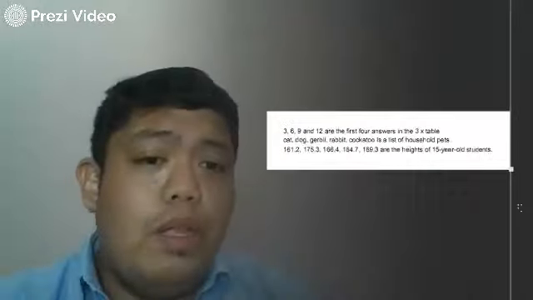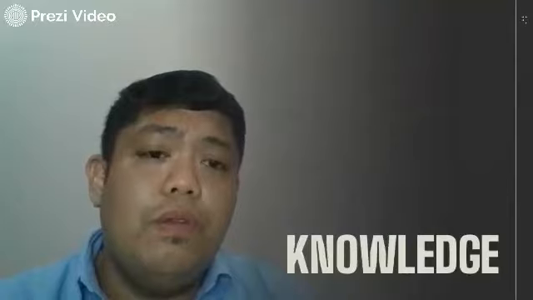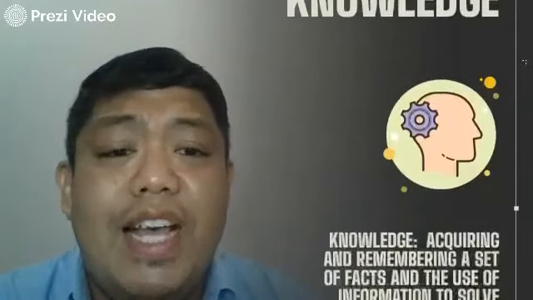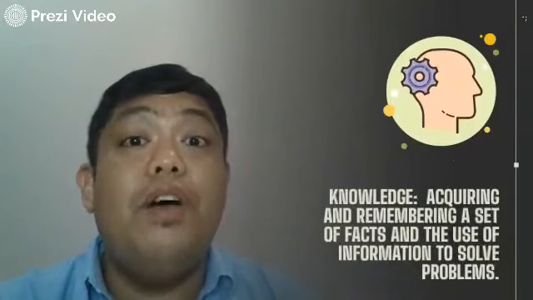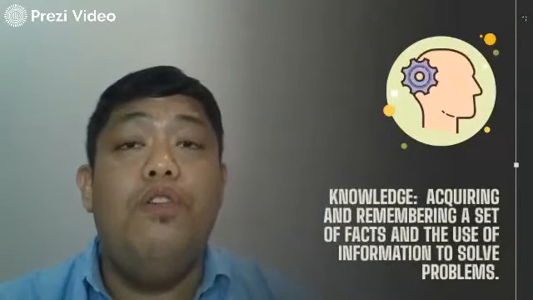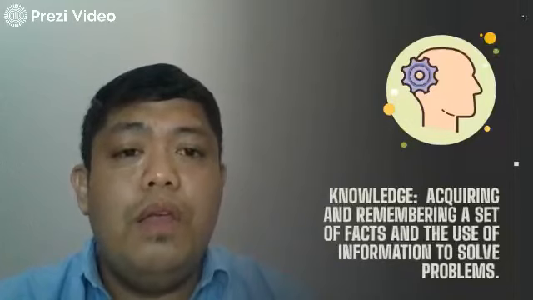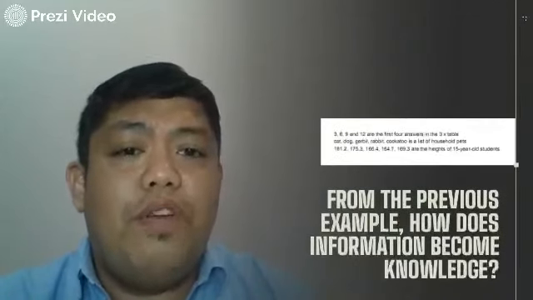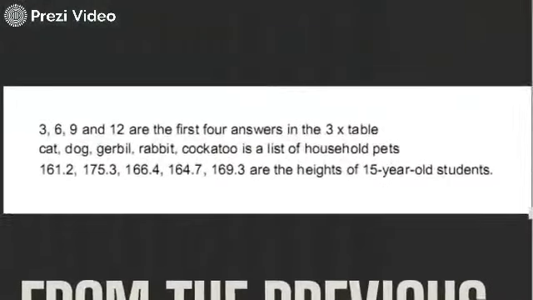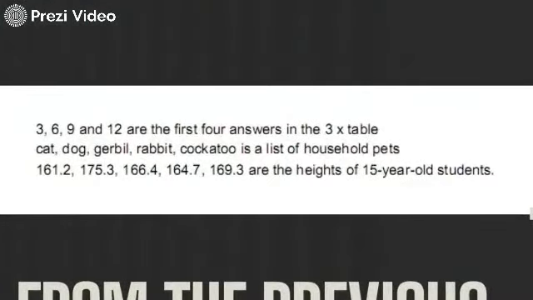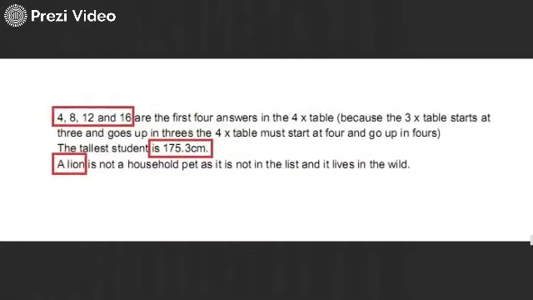Now, the next term talks about knowledge. What about knowledge? So we define knowledge as acquiring and remembering a set of facts and the use of information to solve problems. Now, moving forward from our previous example, we have 3, 6, 9, and 12 are the first 4 answers in the 3 times table. Remember, these are examples of information now, and we will transform information into knowledge by looking at some examples here.